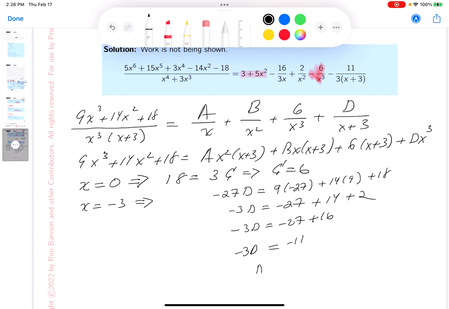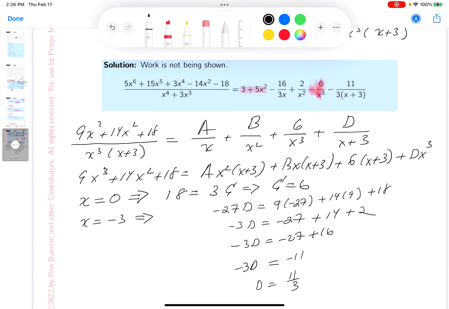And what do you get over here? D equals 11 thirds. All right. I got to write it down. So someone says, why do you need to write it down? Because I have the information now. Now, again, it's a nasty number. I'm not saying it's not.